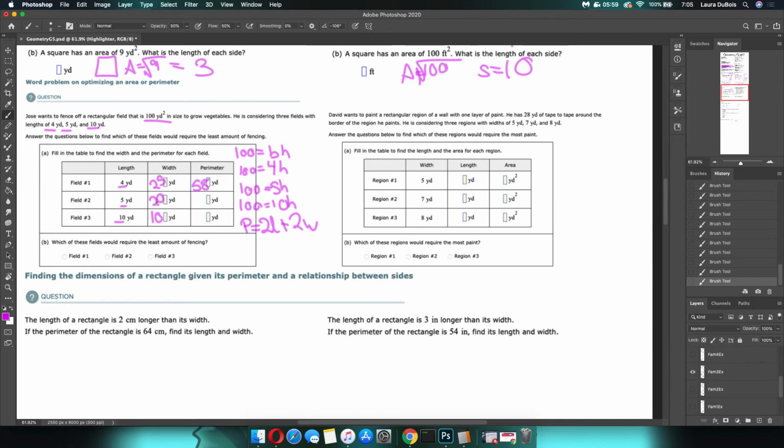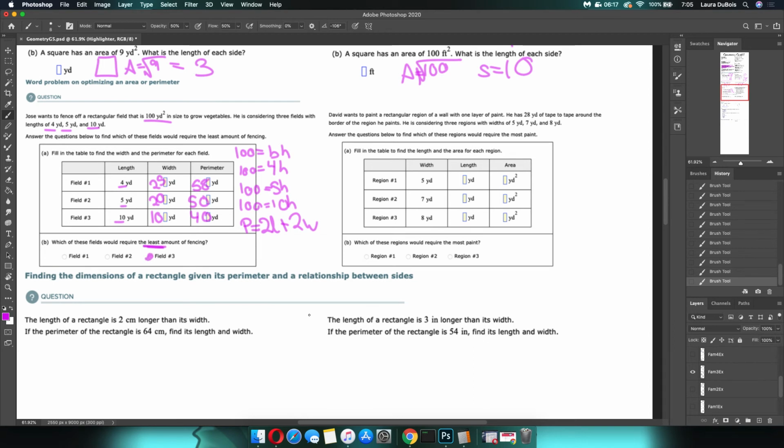10 plus 20 doubled is 40. 10 plus 40 is 50. And then 20 and 20 is going to be a perimeter of 40. Which of these fields has the least amount of fencing? And that's always going to be the one that is the square.